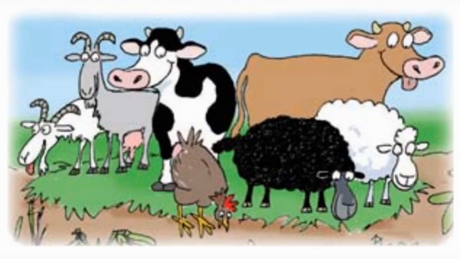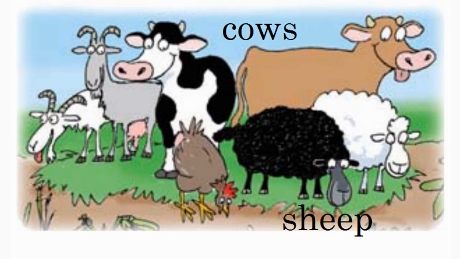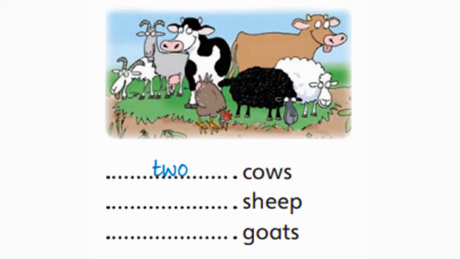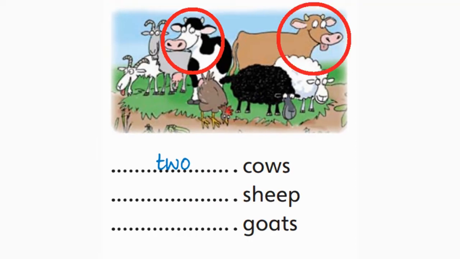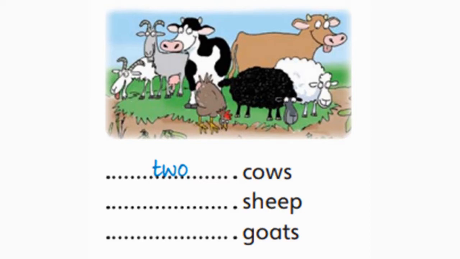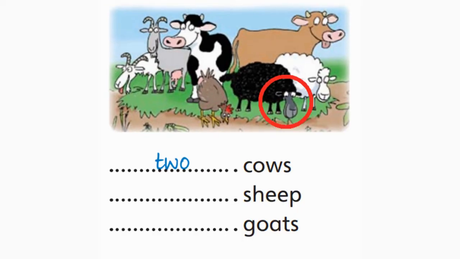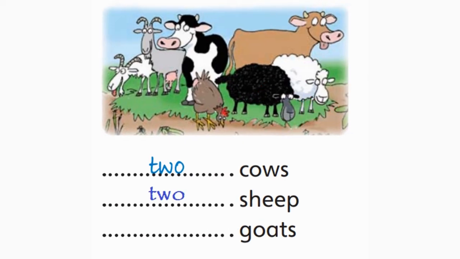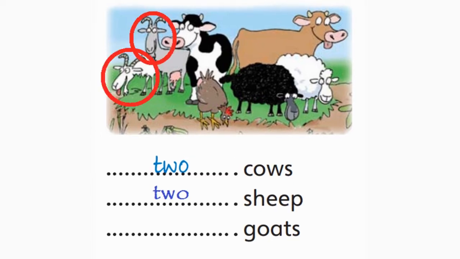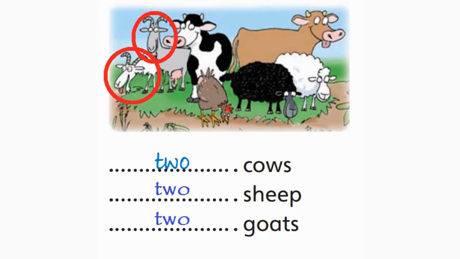Which of Mr. Gray's animals can you see? There are cows, sheep, goats, and a chicken. There are 2 cows. 1, 2. How many sheep can you see? 1, 2. There are 2 sheep. How many goats are there? 1, 2. There are 2 goats.